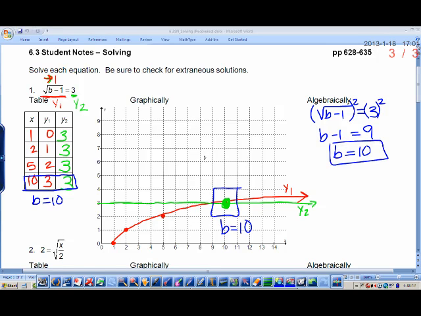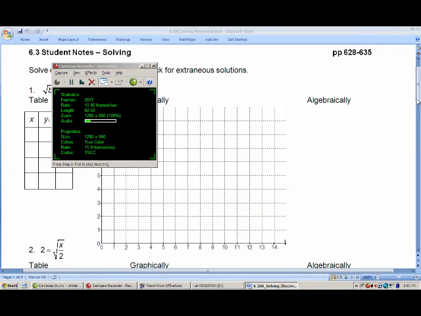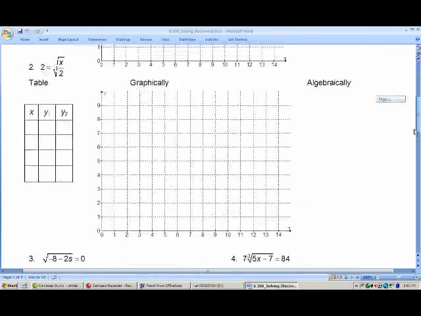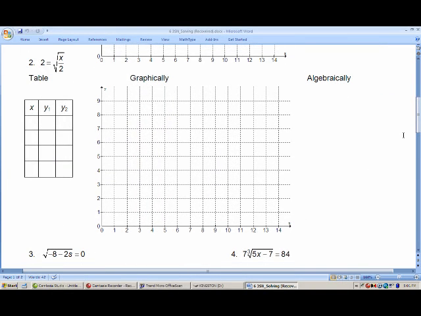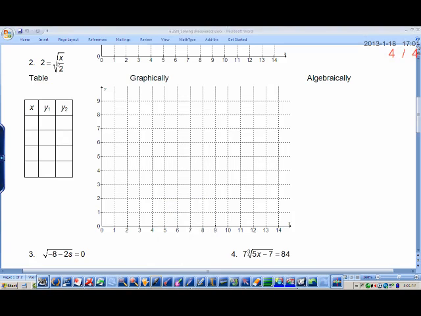Obviously, you don't have to use each of these methods every time, but it's important to understand how to rotate between them. So we're going to do one more using all three methods, and then we will focus on algebraically. So this time our equation is 2 is equal to the square root of x over 2.